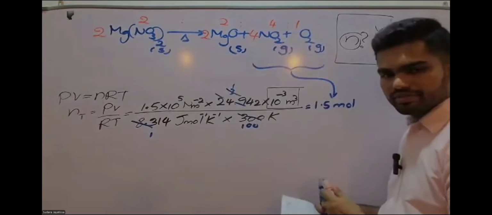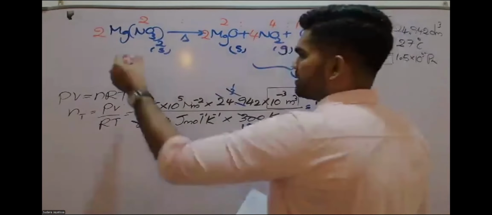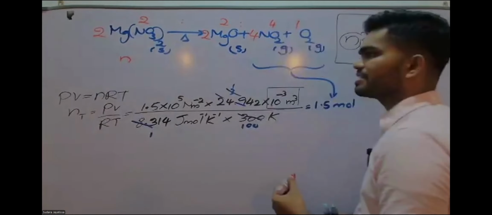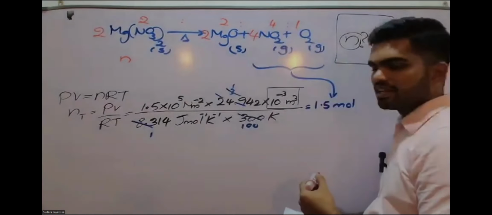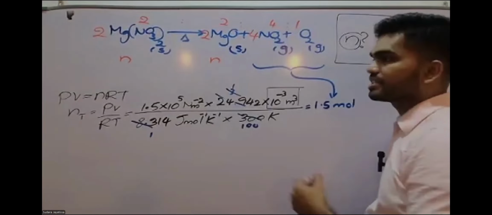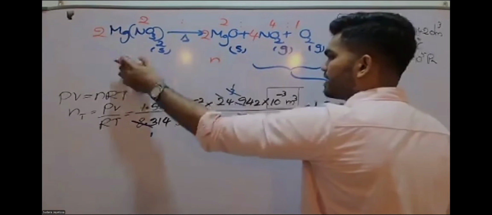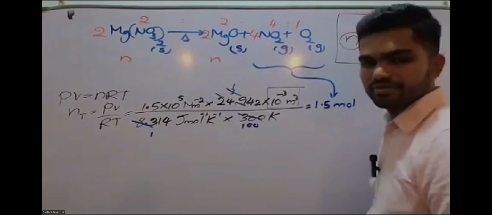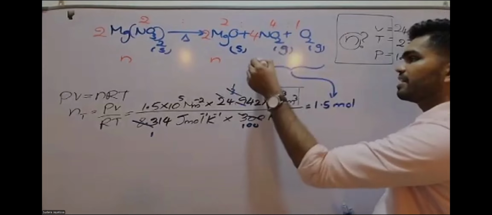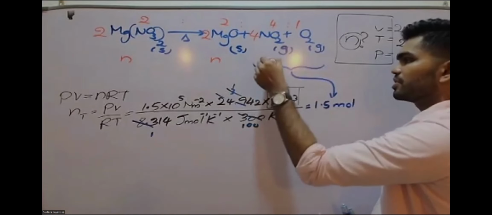So let's see. You are having n number of moles of this magnesium nitrate, right? So you will be getting n moles of magnesium oxide because the ratio is 2:2. If you have n, you should get n. Understood like that? So then how many moles of NO2 will be there? Should be 2 times. It will be 2n.